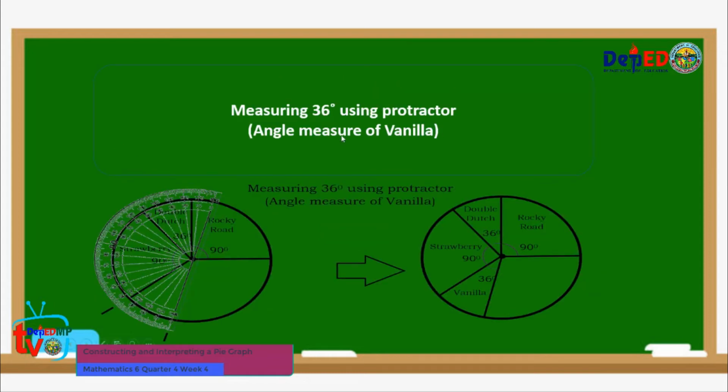Next, measuring 36 degrees using a protractor. Angle measure of vanilla. Here, the protractor is flipped but it is still the same. So you can see here the 0, 10, 20, 30, and the 36. So 36, line outside the circle, then a line again here. Then this is the output. Label it vanilla 36 degrees.